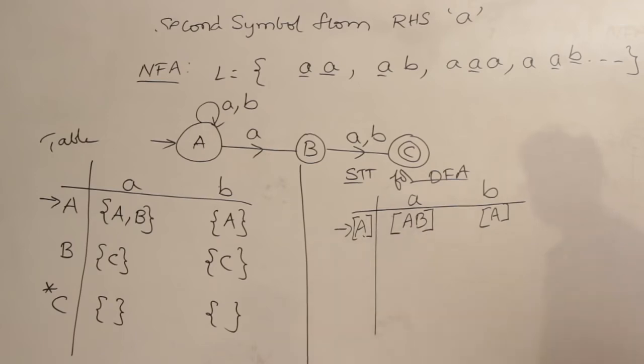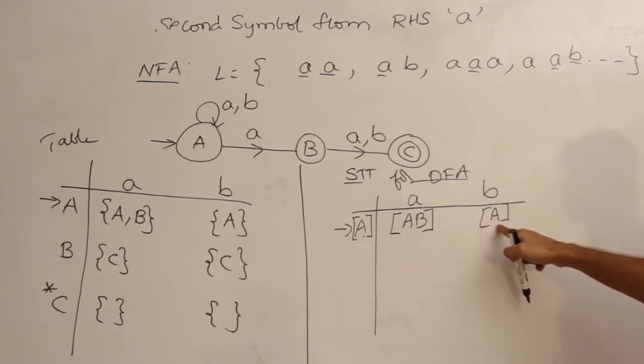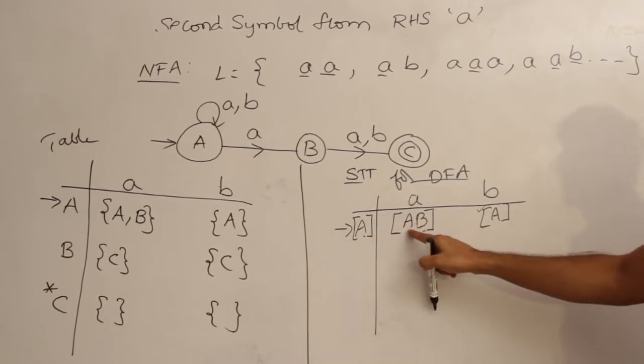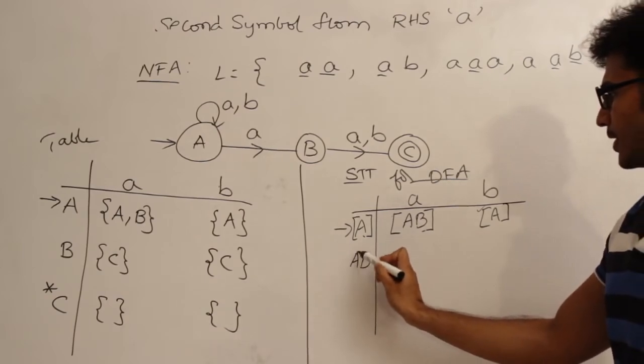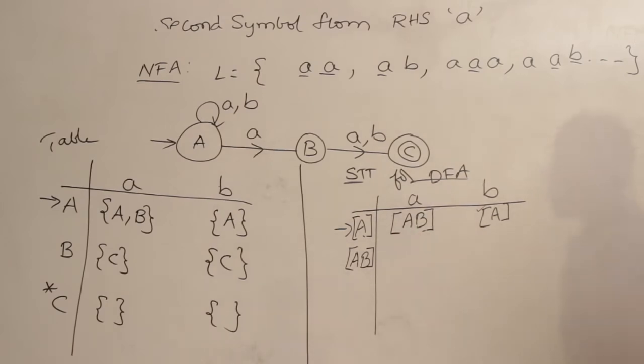Now for capital A, what are the states reachable? AB as well as A. For capital A, I have already given the row, but I didn't give the row for AB. Therefore, I'll take AB. Now just think about it. I'm taking AB because AB is the only state for which I didn't give any transition. That is why I'm taking AB.